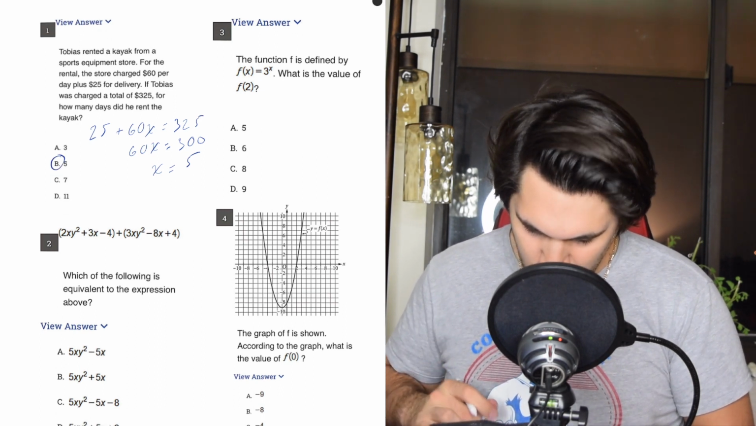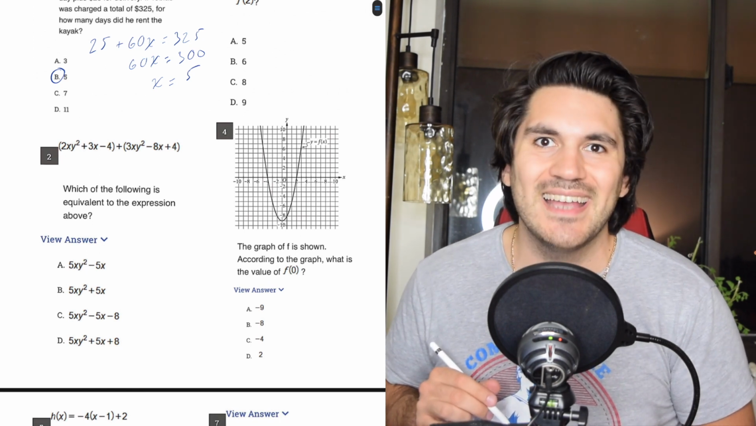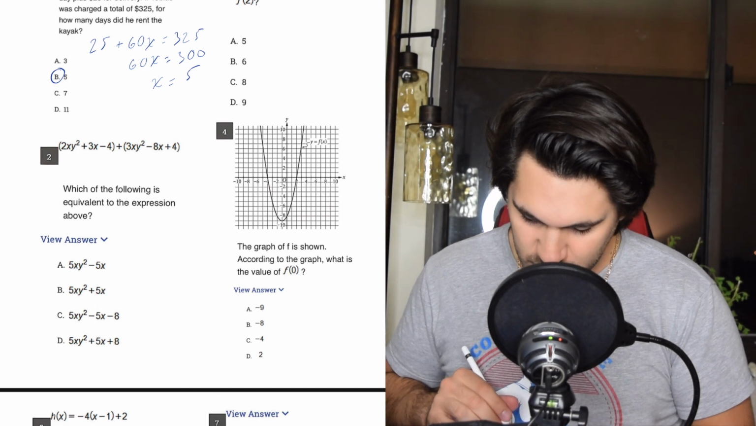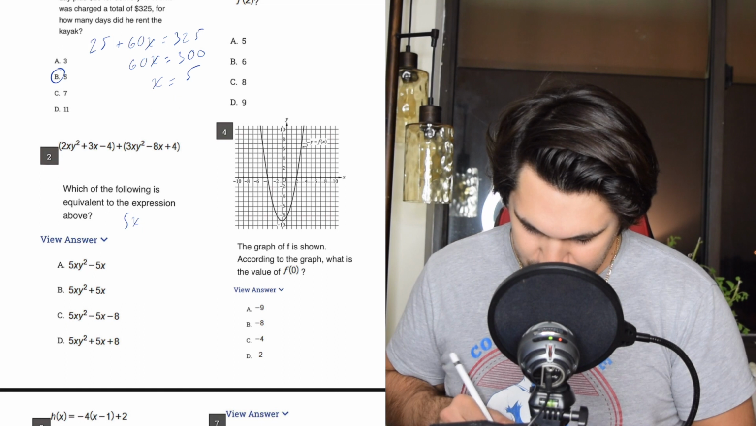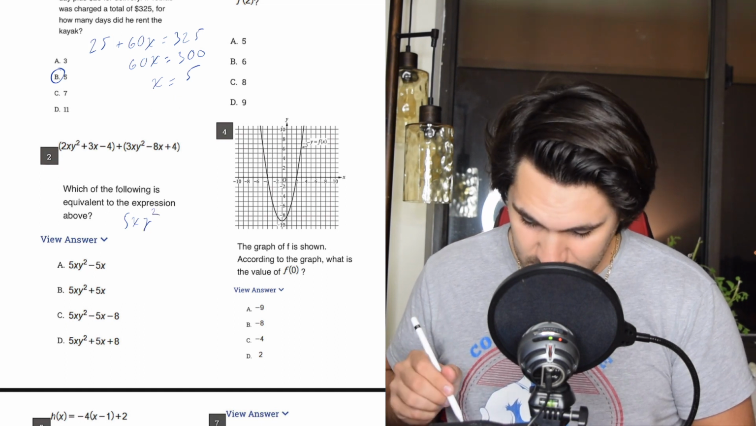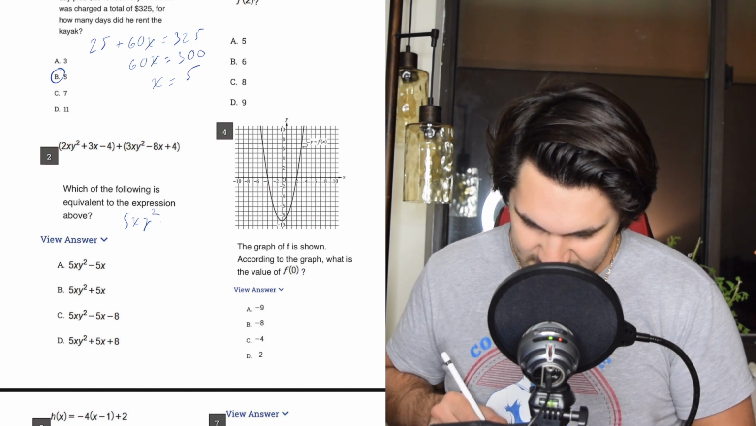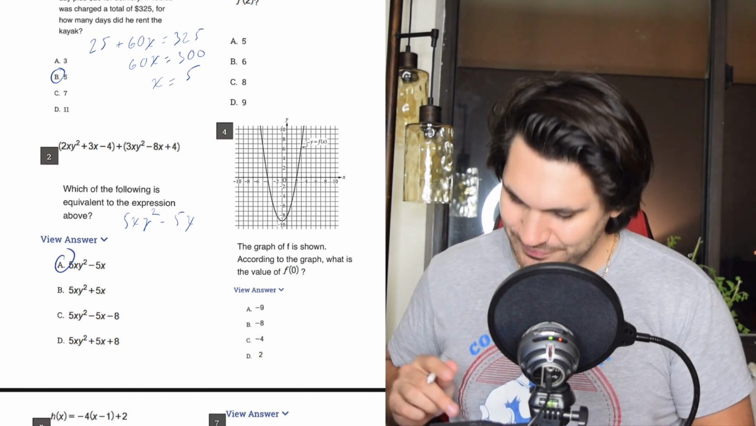Number 2. Which of the following is equivalent to the expression above? Just combine like terms. 2xy squared plus 3xy squared is going to be 5xy squared. Then the 4's are going to cancel out. And then plus 3x minus 8x is minus 5x. So our answer is going to be A.